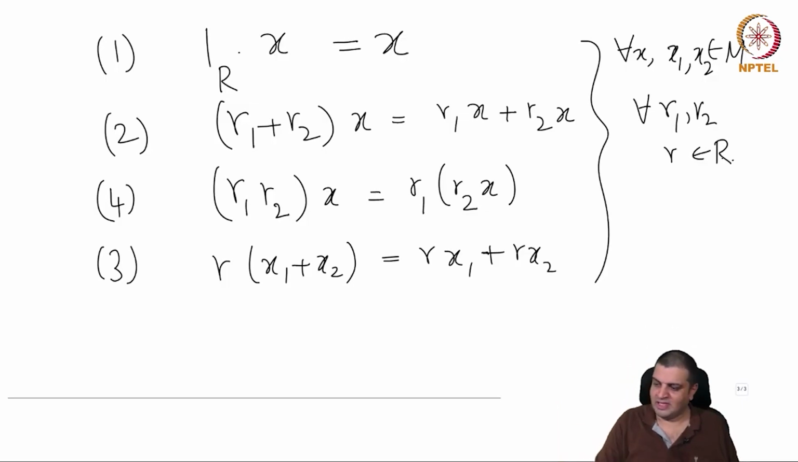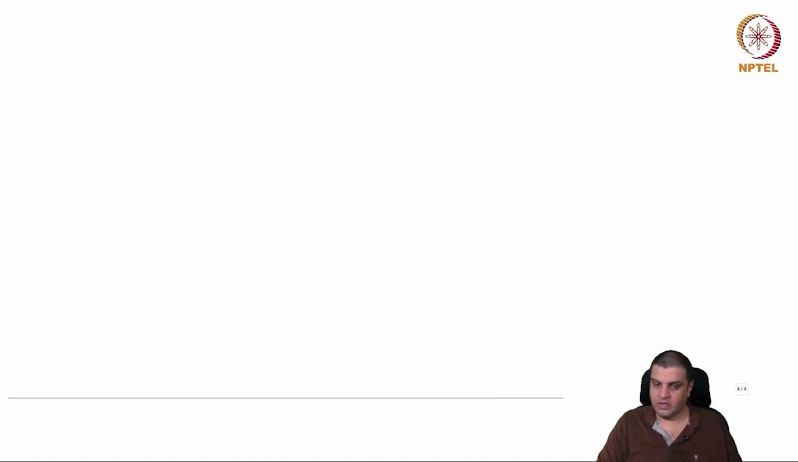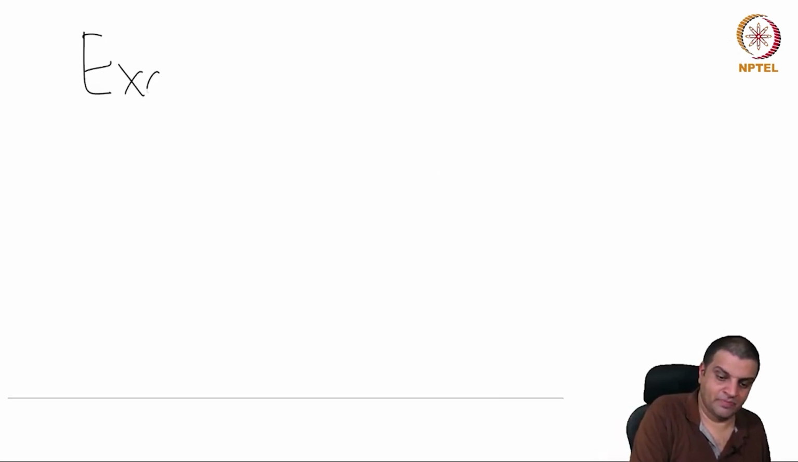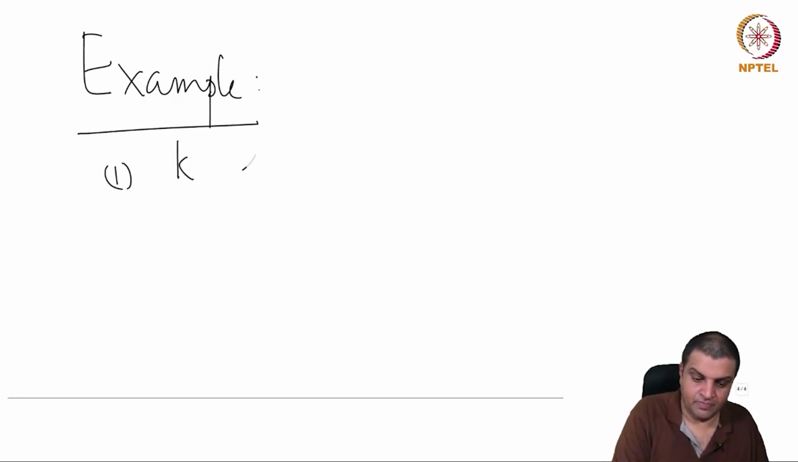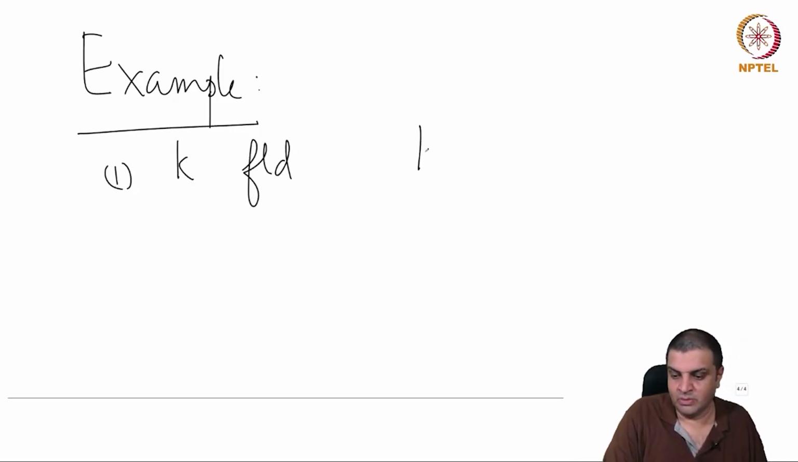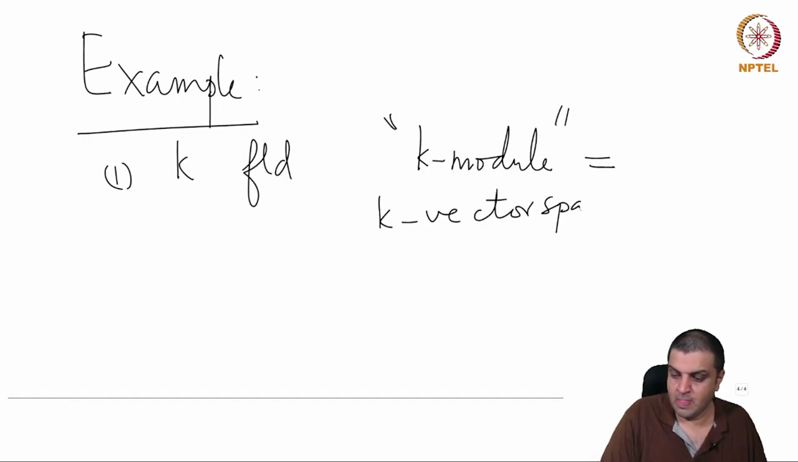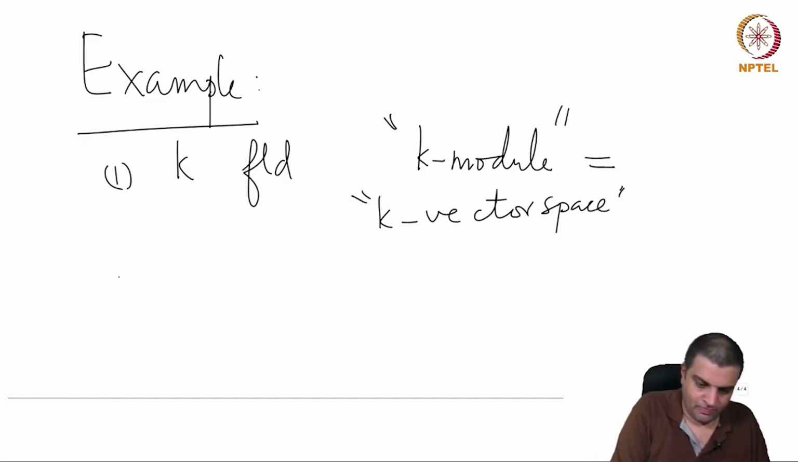If you think about it precisely, the definition is syntactically the same as the definition of a vector space over a field. So that's the most basic example. If K is a field, then the word K module is synonymous with K vector space. A set is a K vector space precisely when it is a K module.